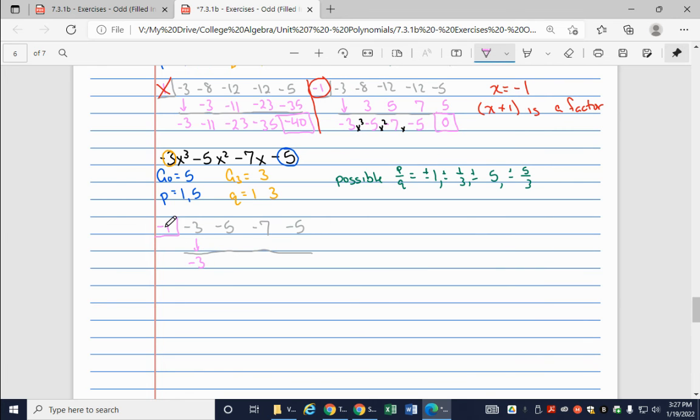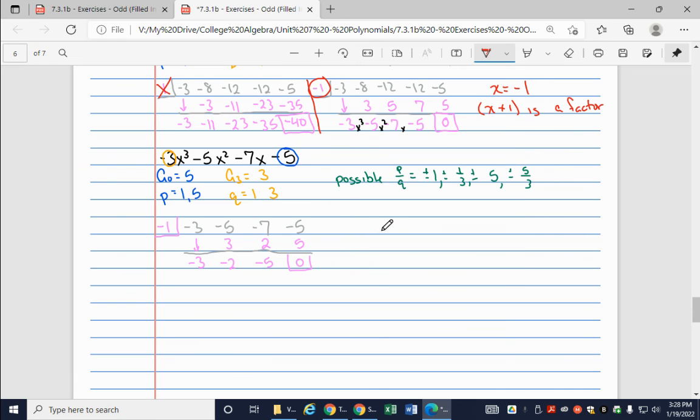Negative 3 comes down. What's negative 1 times negative 3? Positive 3. Negative 5 plus 3? Negative 2. Negative 1 times negative 2 is positive 2. Negative 7 plus 2? Negative 1 times negative 5? And negative 5 plus 5? So it worked again.